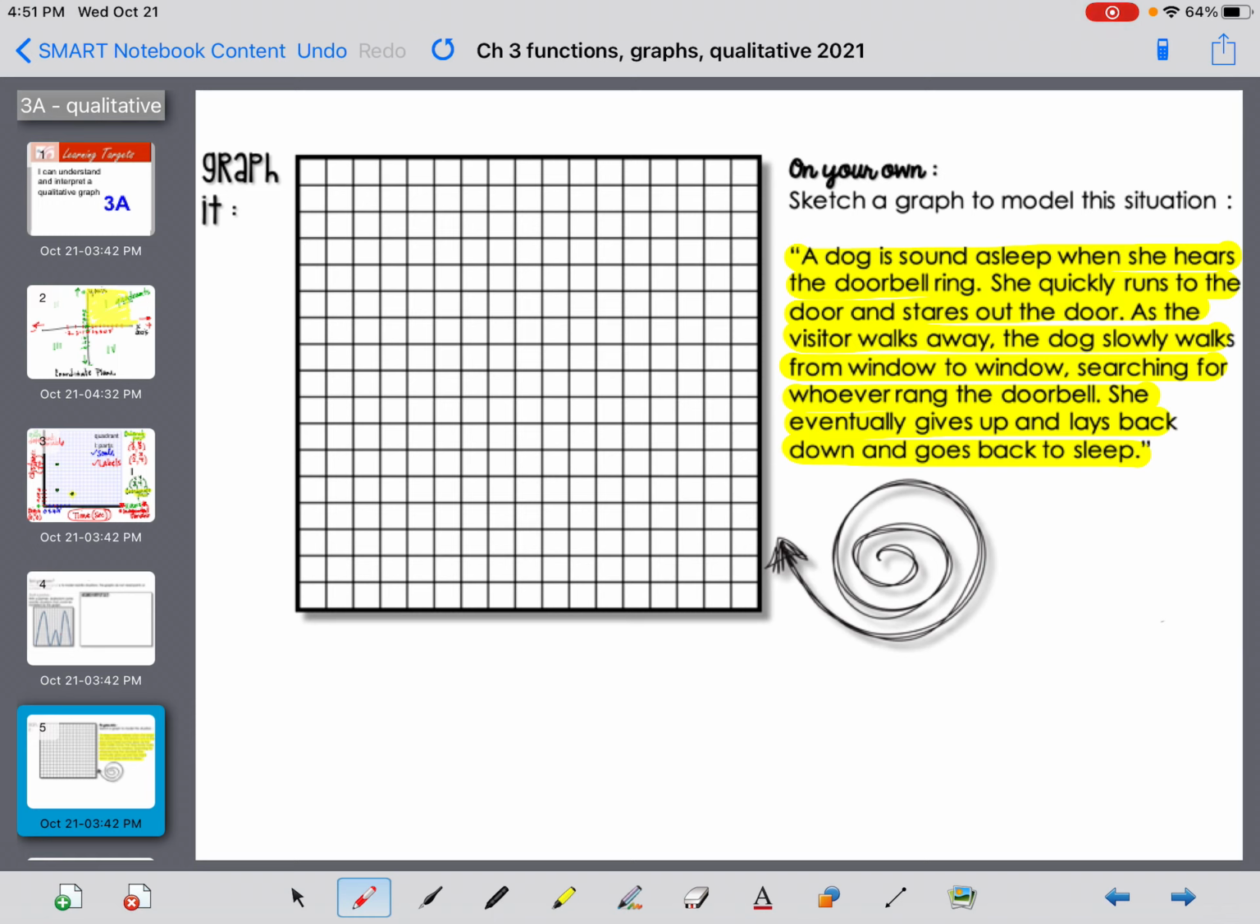So first, let's graph time, right? And then let's start by graphing distance from her dog bed, right? So what happens when she's laying on her dog bed? Well, she's 0 distance away. So for a short period of time, she was asleep on her dog bed, and then she heard the doorbell ring. And so what does she do?